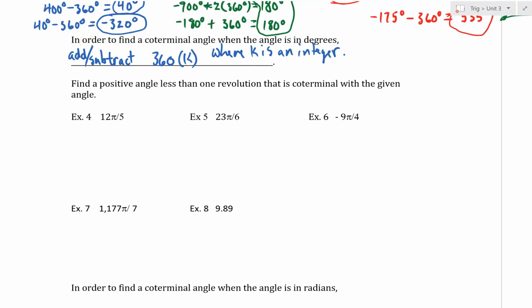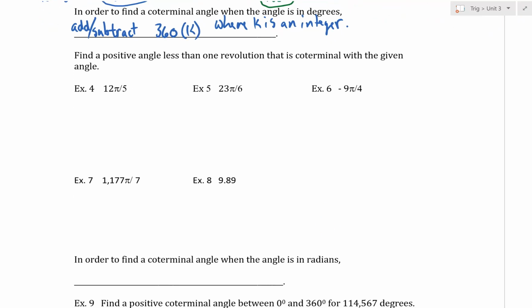The next one, find a positive angle less than 1 revolution that is coterminal with the given angle. Well, now we're talking about pi values. We're talking about, in particular, fractions, and that's going to be something you guys got to work on here, being able to figure these things out. This is 12 pi over 5. Well, 5 into 12 is 2, and then a little bit extra left over, 2 pi over 5. So this would be 2 times around the circle plus another 2 pi fifths. Sorry, not 2 times around the circle, 1 time around the circle. 2 pi is 1 time.